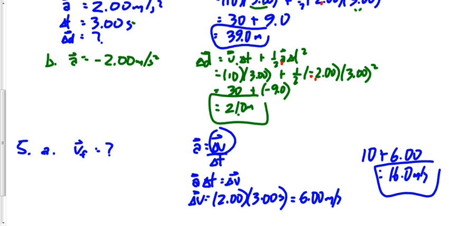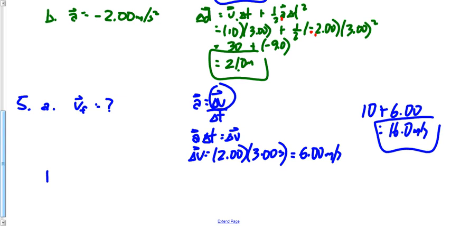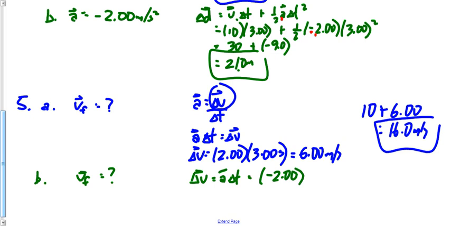Okay, and B is almost the same again. We might as well use the same equation here, except B we're going to make green here. Solving for VF again, might as well use the same one. In fact, delta V is still going to be A times delta T. This time, though, it's not 2 times 3. It's negative 2 times 3. Because the acceleration is negative or it's slowing down, right, Kristen? Slowing down, A is negative. The time is still positive, still 3 seconds. That's going to give me, go figure, negative 6.00 meters per second.